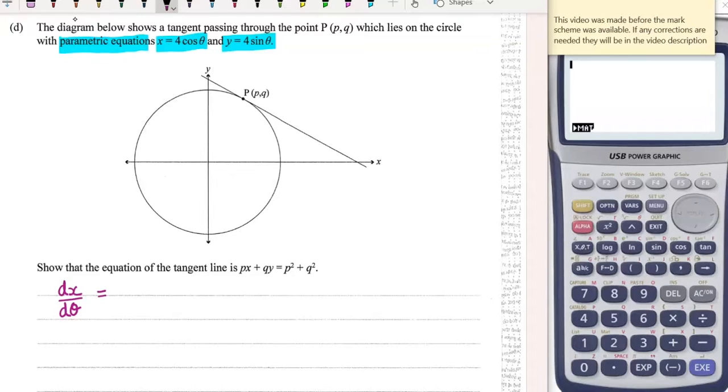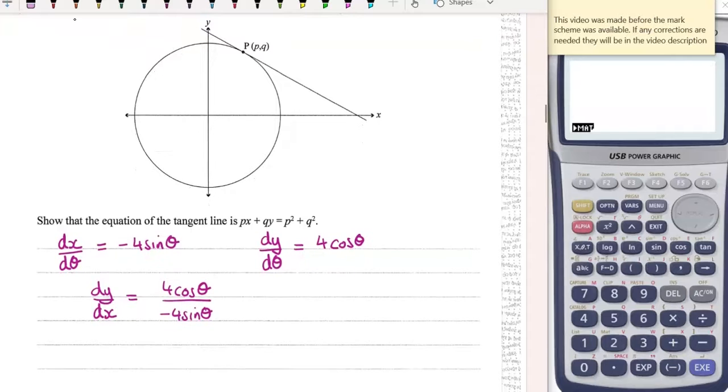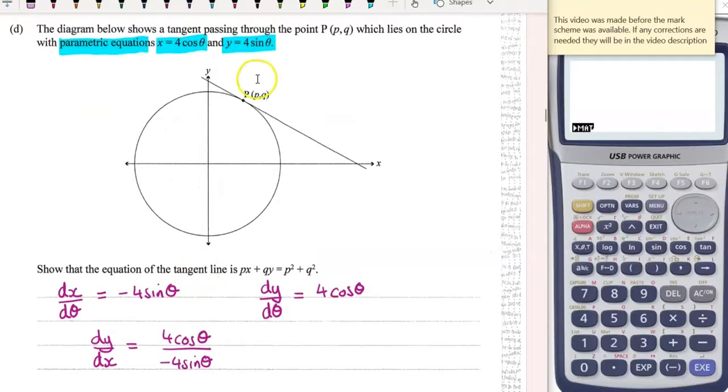Now if we differentiate 4 cos theta, we get -4 sine theta. And dy by d theta, if you were to differentiate 4 sine theta, then you get 4 cos theta. So then from that one, dy by dx is equal to 4 cos theta over -4 sine theta. That's just using parametric equations. The next step here is to work out what we can substitute in for cos theta and sine theta in terms of P and Q.